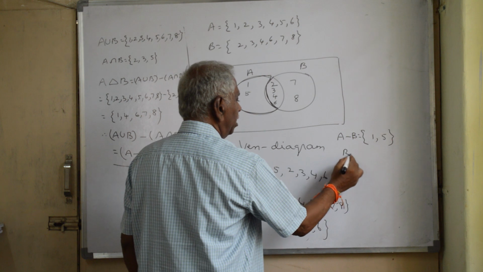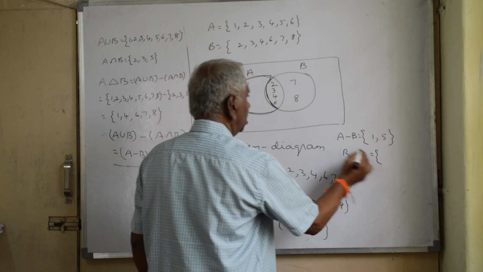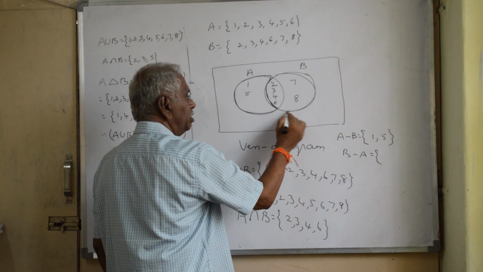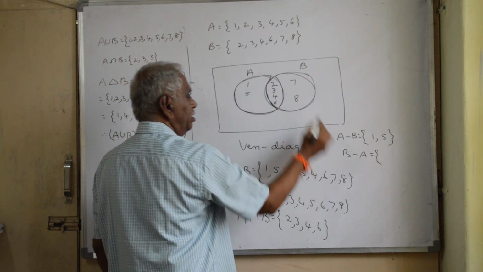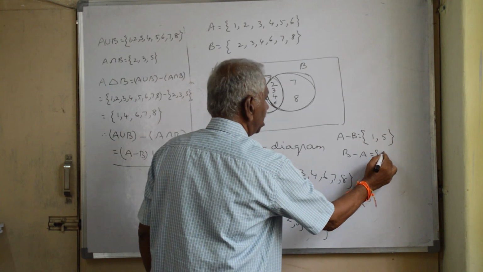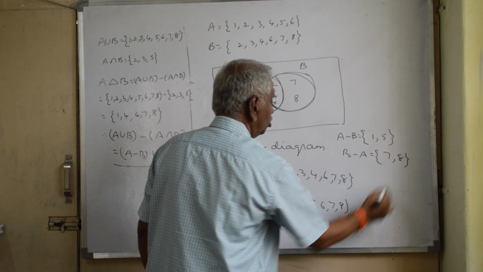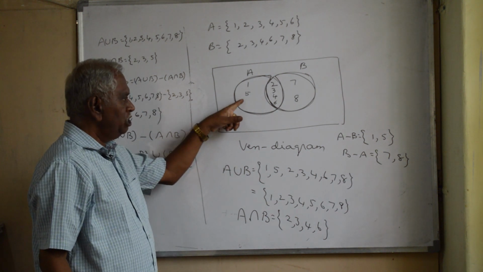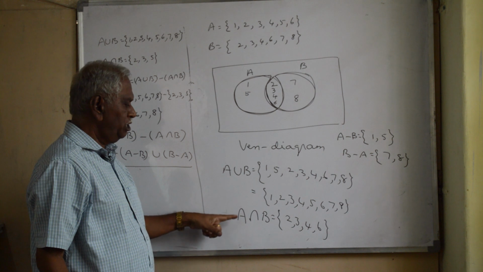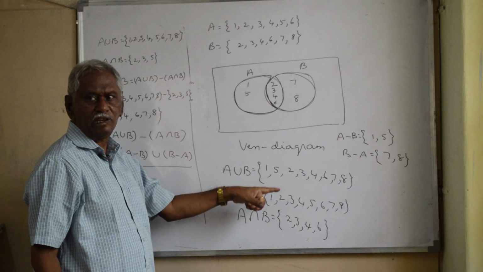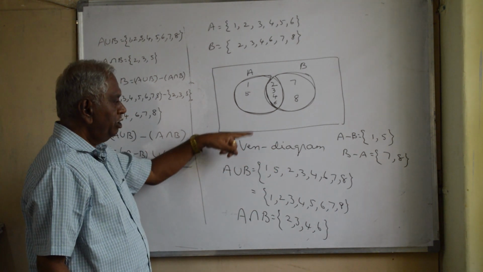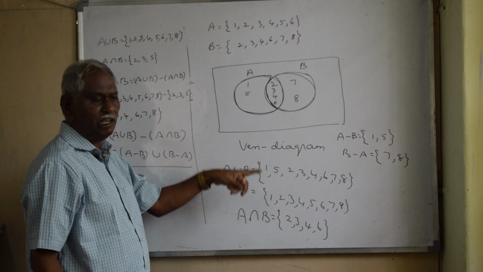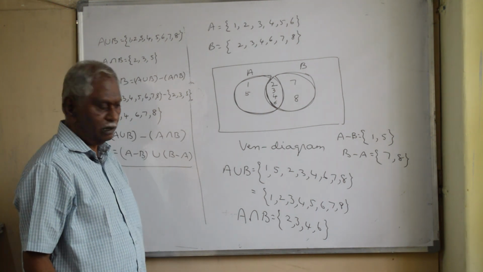And similarly, B minus A: the elements which are in B but not in A. This portion contains only B. This is 7 and 8. So we can represent this by using the Venn diagram. We can say A union B, A intersection B, A minus B and B minus A, and by using these we can write the Venn diagrams.